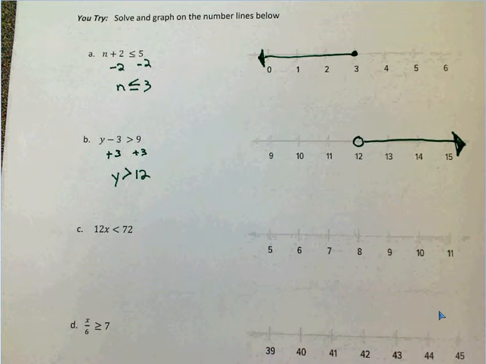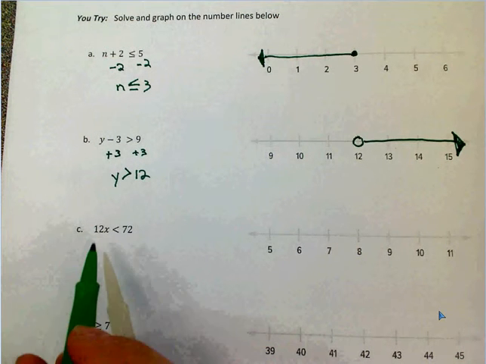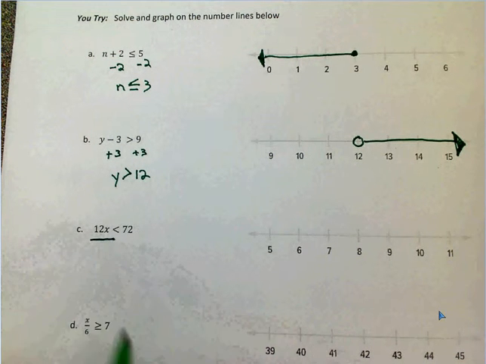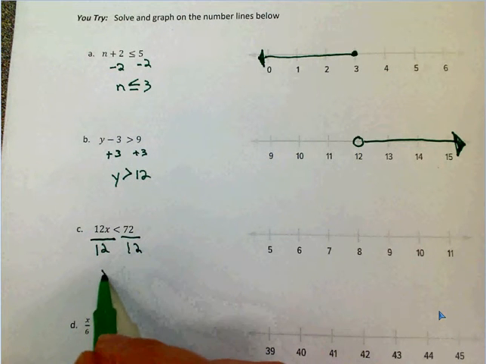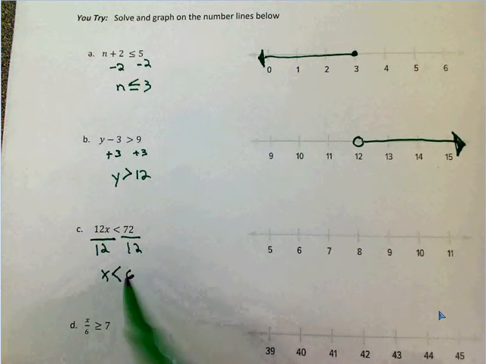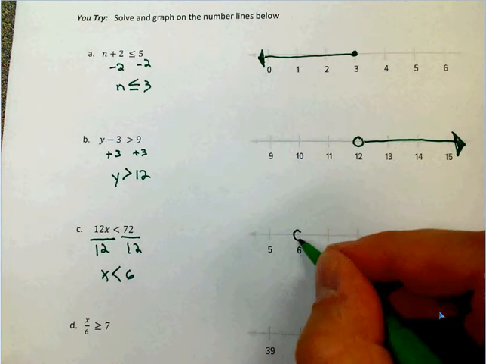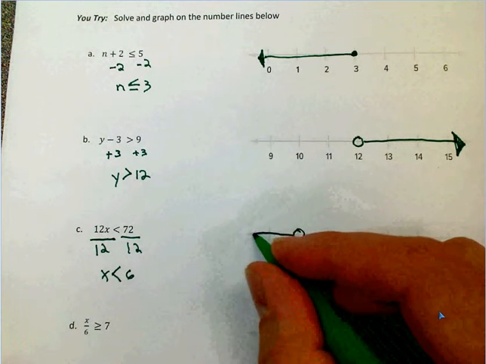C, 12x is less than 72. So that's 12 times x is less than 72. So the opposite of multiplication is division. We're dividing by 12 on both sides. And we have x is less than 6. So it's an open circle around 6 with an arrow going to the left.